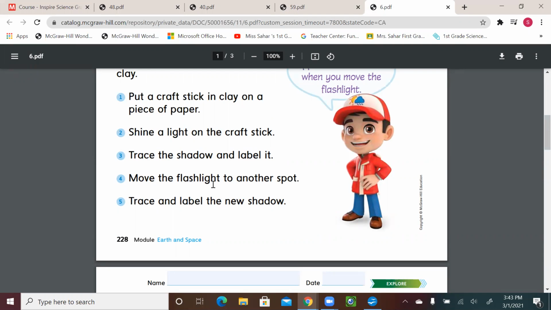Now move the flashlight to another spot. So you have the flashlight in your hand, move to another spot and then again measure the shadow, trace it and measure it. See if the size and the direction of the shadow change or remain the same, the length.